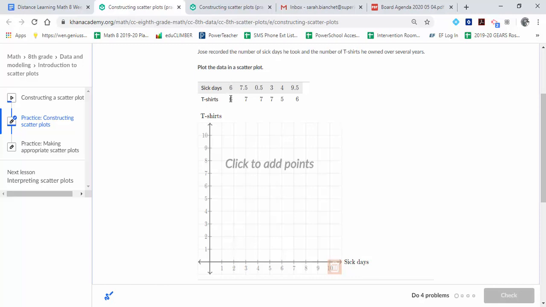So for example, 6 over on sick days and up 6 t-shirts. You just click and it puts a point. And then you just go ahead and put the points where you need them based on the data in the table. These aren't the correct points, but I wanted to show you how to do that. You just click to plot your points.